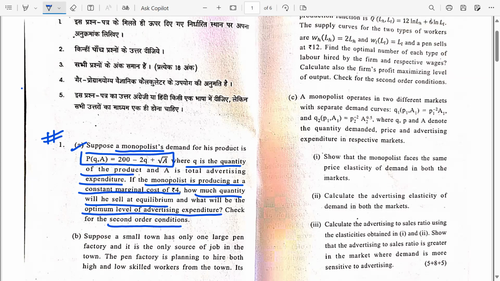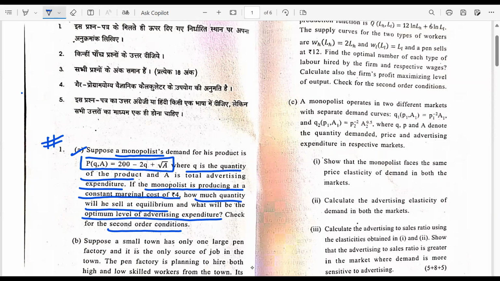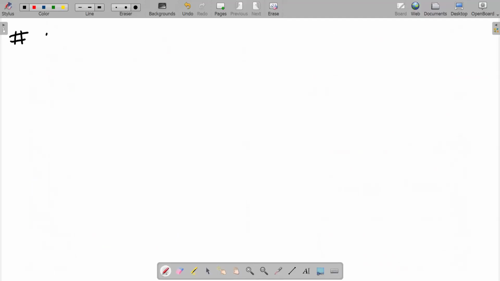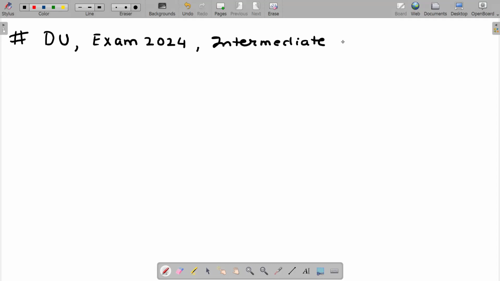So let's come to the whiteboard to solve this. Okay, so I hope students can now see the whiteboard. I'm just writing the main heading for completeness. We are looking at Delhi University, exam 2024 for Intermediate Microeconomics Part 2 course. And this is for students who are pursuing economics honors from University of Delhi.